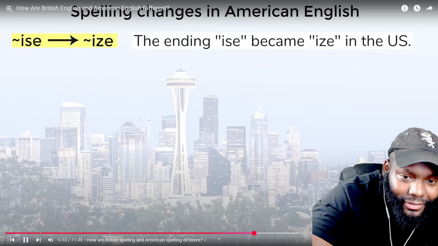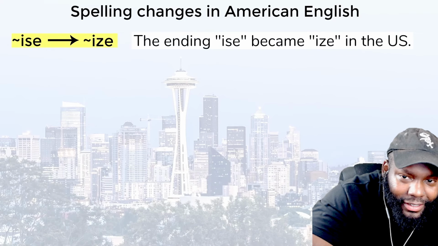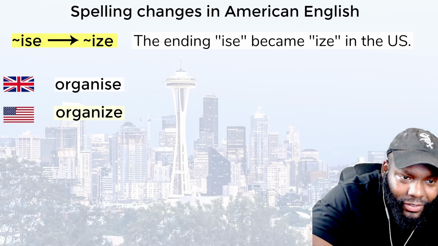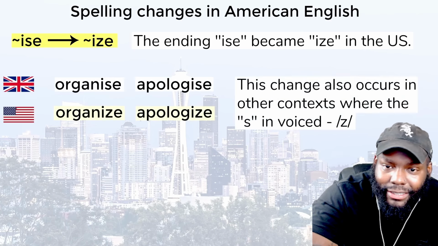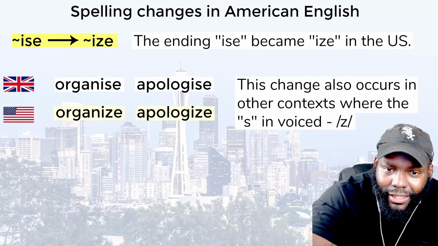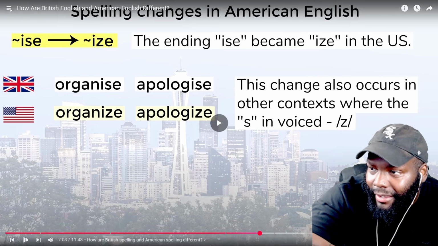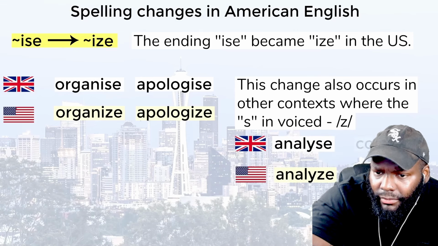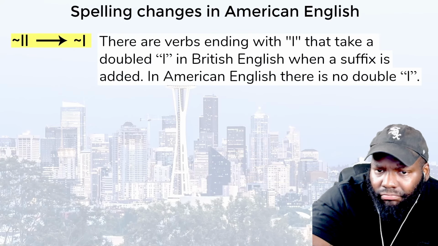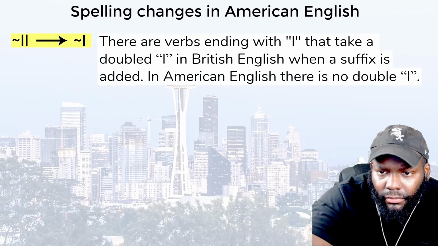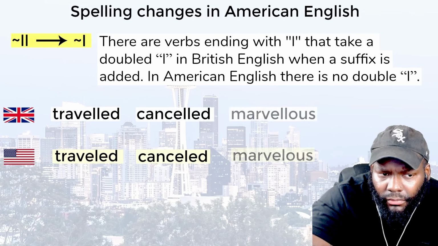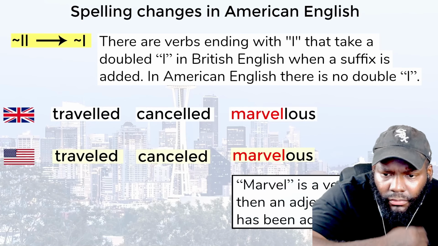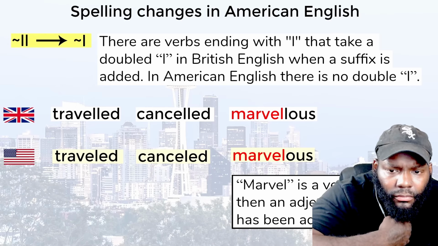The ending ISE became IZE in the US. Organize, apologize. A similar change also occurs in other contexts where the S is voiced. In other words, it makes a Z sound. Analyze, cozy. There are verbs ending with L that take a doubled L in British English when a suffix is added. In American English, there's no double L. Traveled, canceled, marvelous. If you're wondering how the last one fits in with the others, remember that marvel is a verb, and then an adjectival suffix is added to it.